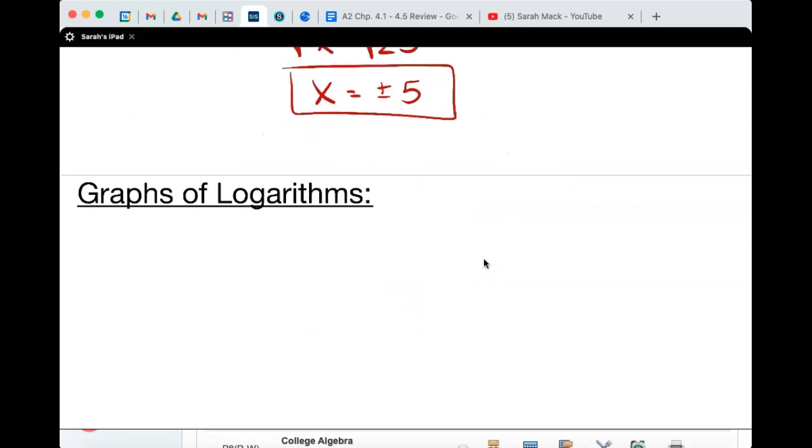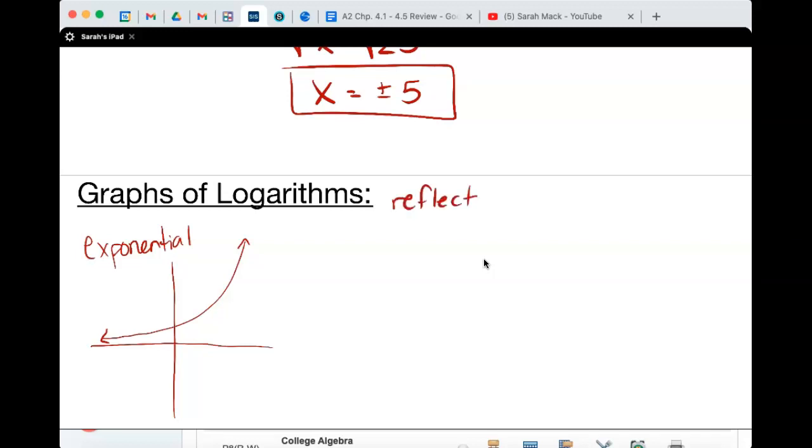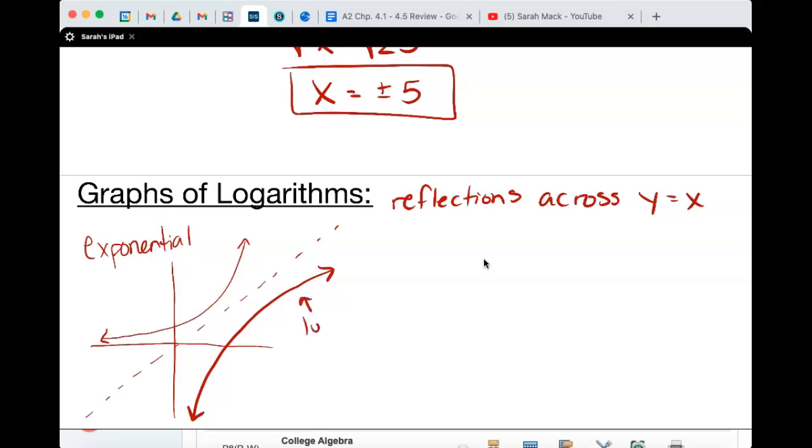Okay. One more thing, we have to start on graphs. Remember our exponential graphs? They were either growth or decay. Let's just assume it's growth. If you remember the property about graphs of inverses, they are reflections across y equals x. So if I reflected it across this diagonal line, my logarithm graph is going to look like this. So the graph of a logarithm would be this.